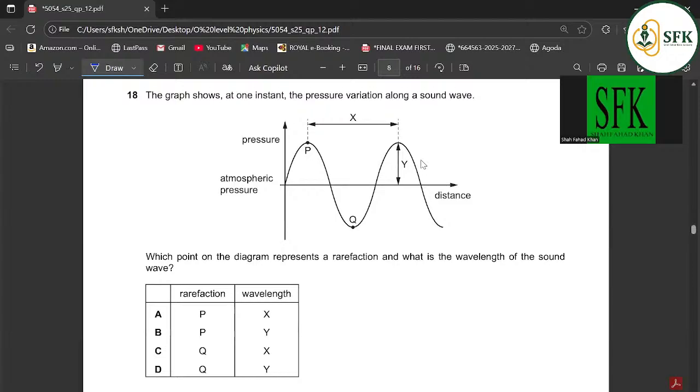The graph shows the pressure variation along a sound wave. What diagram represents a rarefaction, and what is the wavelength of the sound wave? Now, rarefaction is the point where the pressure becomes low.